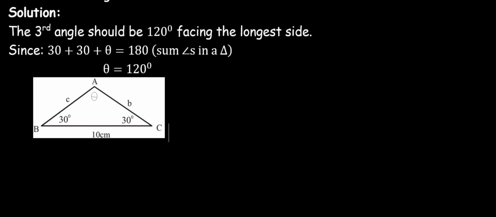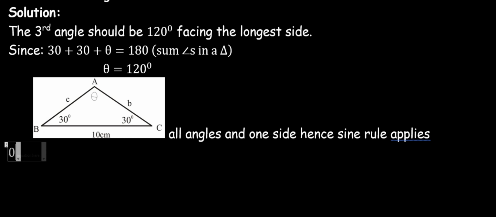From our sketch, we have all angles and one side, hence the sine rule applies. We have 10 over sin 120 will be equal to b over sin 30. From here, b will be equal to 10 sin 30 over sin 60.